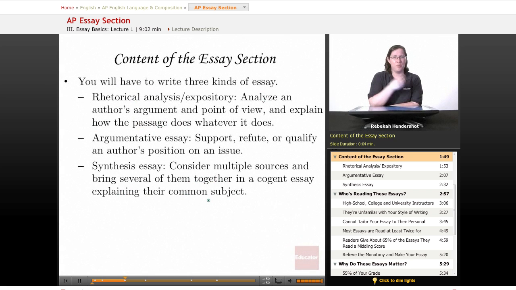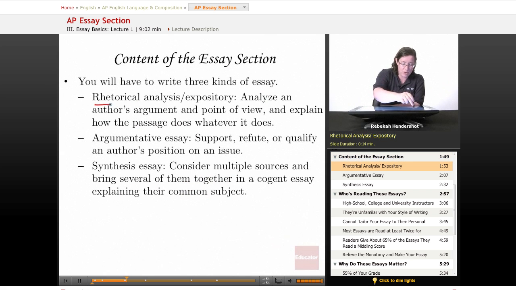All right, so what kind of essays are you actually writing? Content. First, you will have to write a rhetorical analysis or expository essay. Basically, you'll be given a passage and you'll have to analyze the author's argument and point of view and explain how the passage does whatever it does. Basically, explain the argument to your reader.